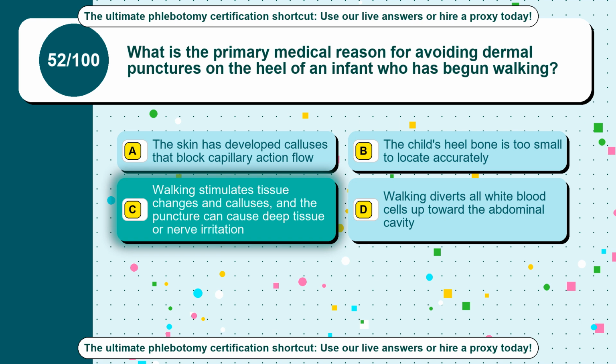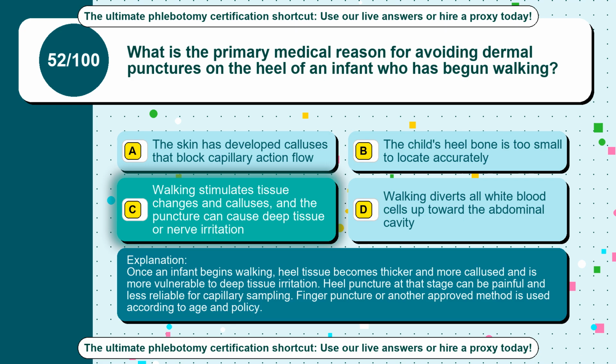Walking stimulates tissue changes and calluses, and the puncture can cause deep tissue or nerve irritation. Once an infant begins walking, heel tissue becomes thicker and more calloused and is more vulnerable to deep tissue irritation. Heel puncture at that stage can be painful and less reliable for capillary sampling. Finger puncture or another approved method is used according to age and policy.